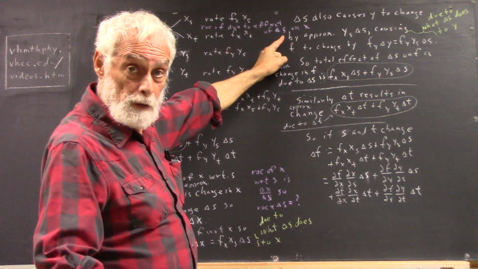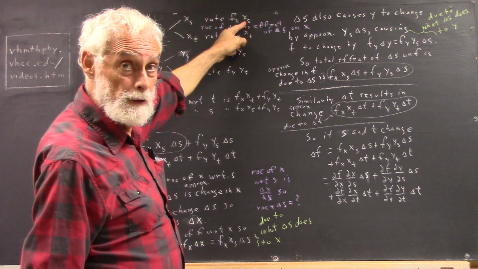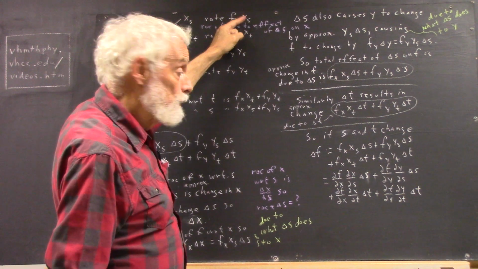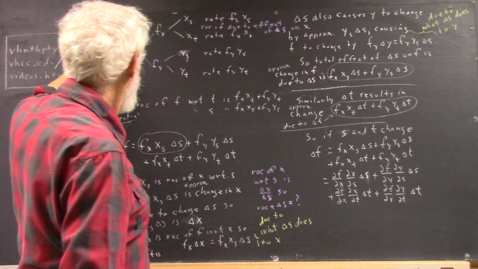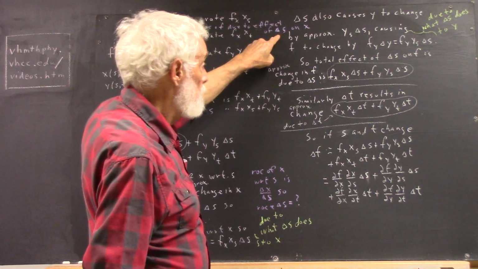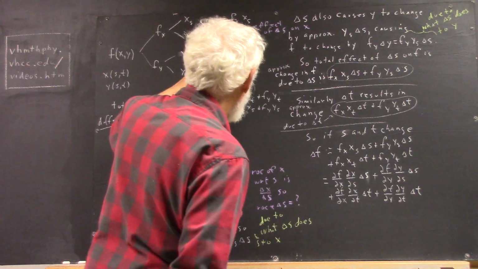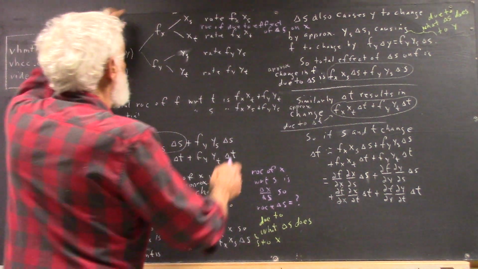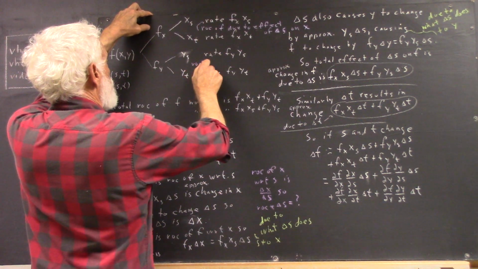Okay, so s changes by a little bit, causing x to change at this rate. So you get a change in x, which you multiply by fx to get the change in f due to that effect of that change in s on x. Now you have a similar thing down here. So that's this. This would be rate of change.